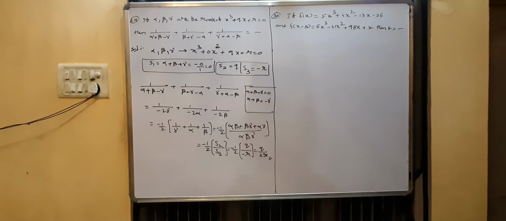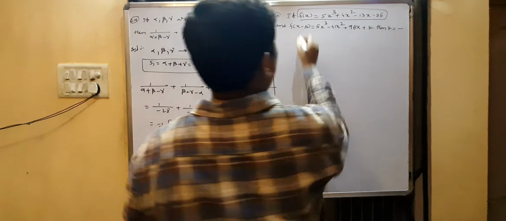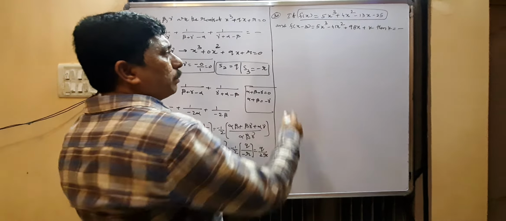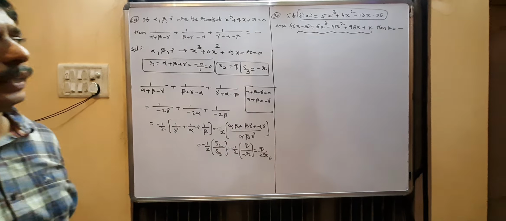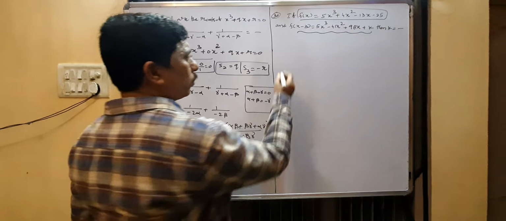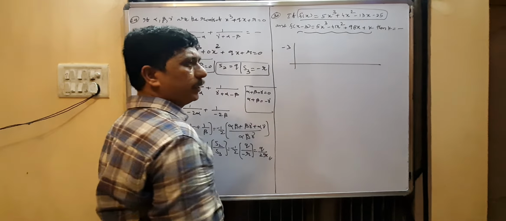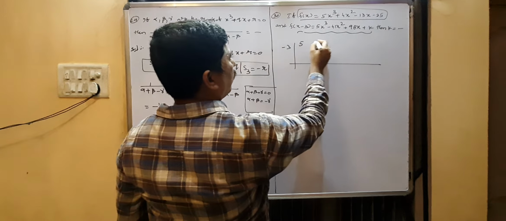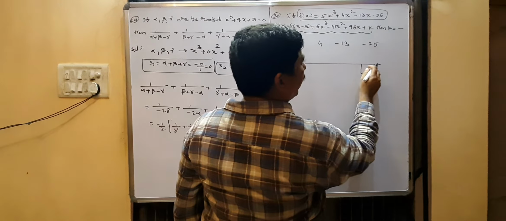Coming to next question. F of x is given as 5x cube plus 4x square minus 13x minus 25. F of x minus 3 is given as 5x cube minus 41x minus 98 plus k. So by using the Horner's method, you have to find f of x minus 3. So for f of x, the coefficients you can write: 5, 4, minus 13, minus 25. We know very well, the remainder is the constant.